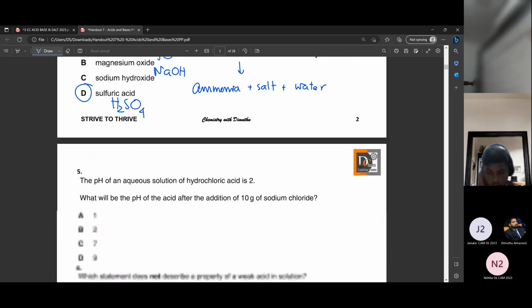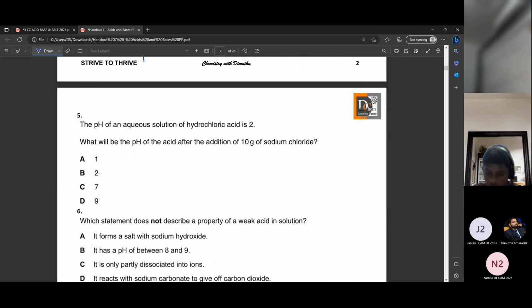Right, so let's go to question number 5. The pH of an aqueous solution of hydrochloric acid is 2. Sodium chloride is added to it. For some people, it's hard in the sense that you don't know what to do. Some of you basically don't know what to do. Some people are thinking.